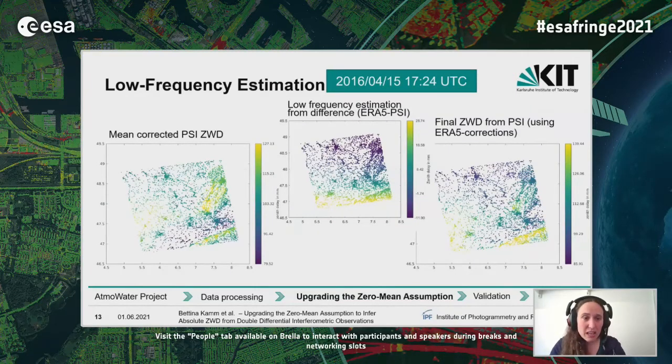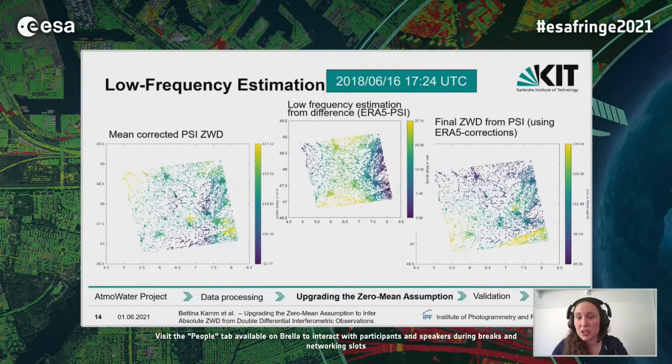So how does this work? On the left-hand side, you see, for the date I showed before, again, the mean corrected PSI zenith wet delay. And in the middle, you can see the low frequency estimation onto the difference between ERA5 and the PSI zenith wet delay. Here I clearly have a ramp going down from the south to the northern part. And this is really something I can correct. So I apply this describing function to my SAR data, and I get a final zenith wet delay where I correct all these elements using my ERA5 data.